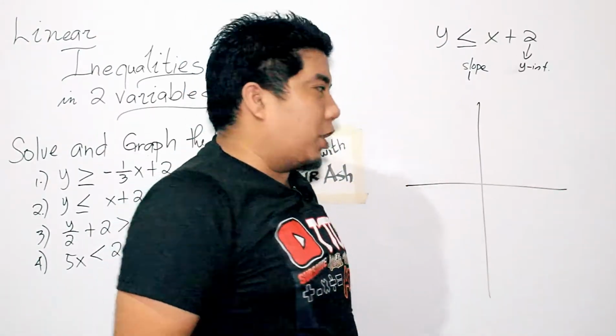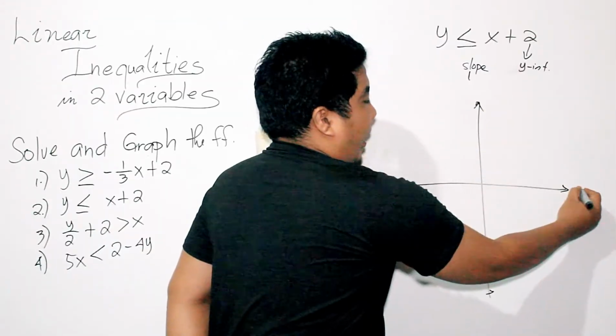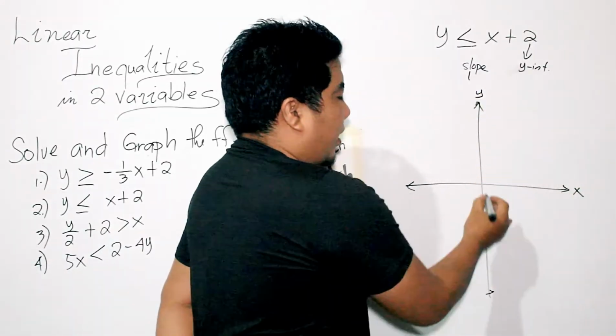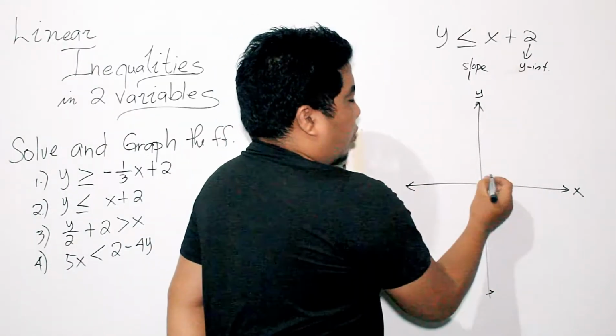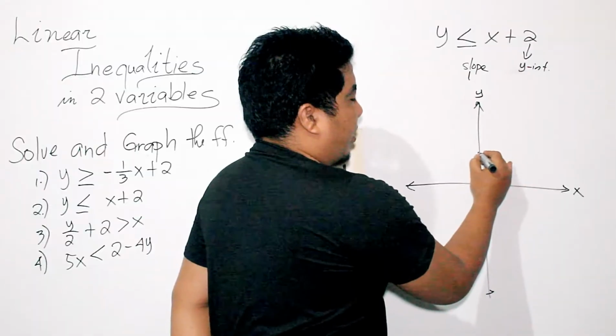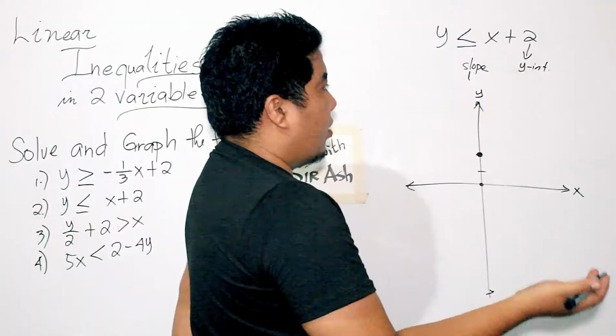We make our Cartesian plane. This will be your x-axis and your y-axis. This will be your origin. Now, positive 2 for y-intercept, so that is here, okay? And our slope is positive 1 over 1.